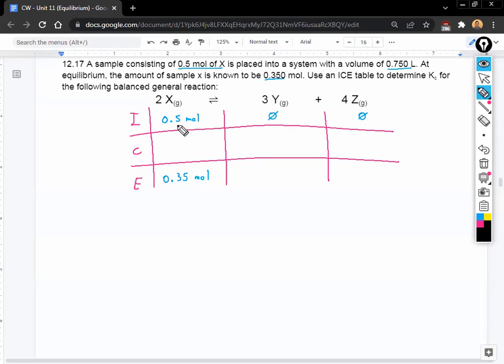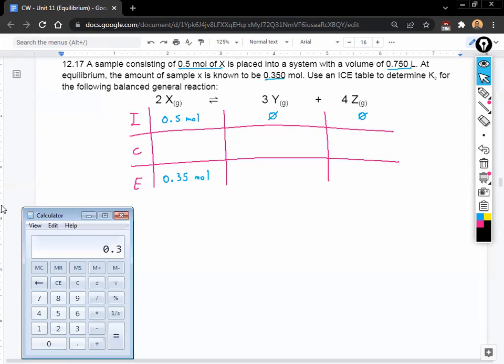Now, if you take a look at this, we started at 0.5 and then we ended up at 0.35. How do we find the change? Yeah, final minus initial, right? Again, keep it simple. Okay, 0.35 minus 0.5. So our change was negative 0.15. Okay, very easy, right?